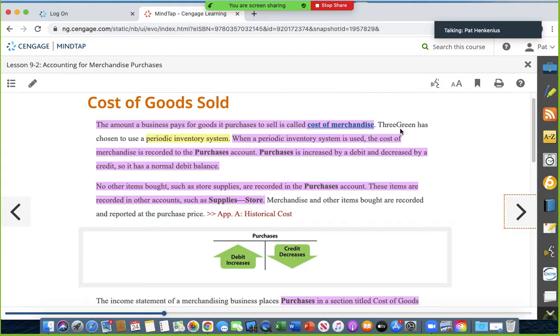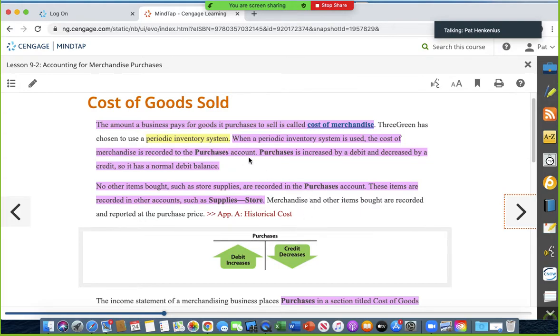It tells us that Mary's company, 3 Green, has chosen the periodic inventory. She's just going to count it, okay, which is fine. Means a periodic inventory system is used. We are going to record merchandise under an account called purchases.